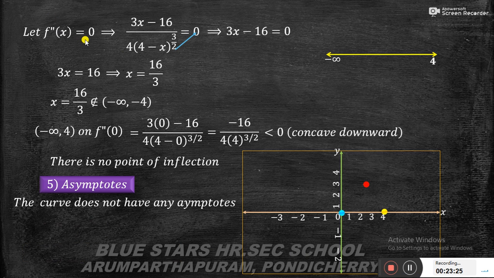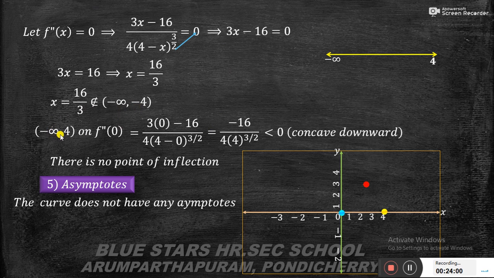So now f double dash of x equal to 0. That means 3x minus 16 by 4 into 4 minus x whole power 3 by 2 equal to 0. The denominator term is not 0, so the numerator term 3x minus 16 equal to 0. So 3x equal to 16, x equal to 16 by 3. Therefore x equal to 16 by 3 does not belong to minus infinity comma 4 on f double dash.